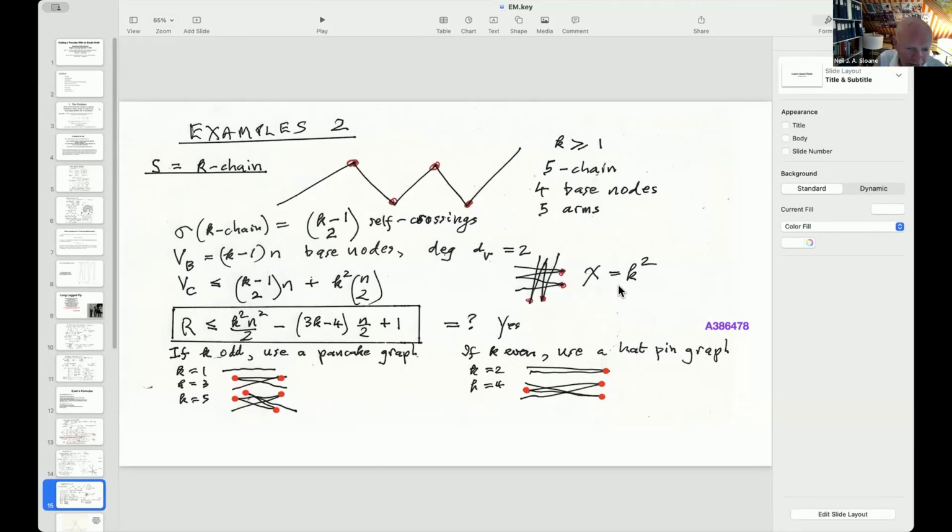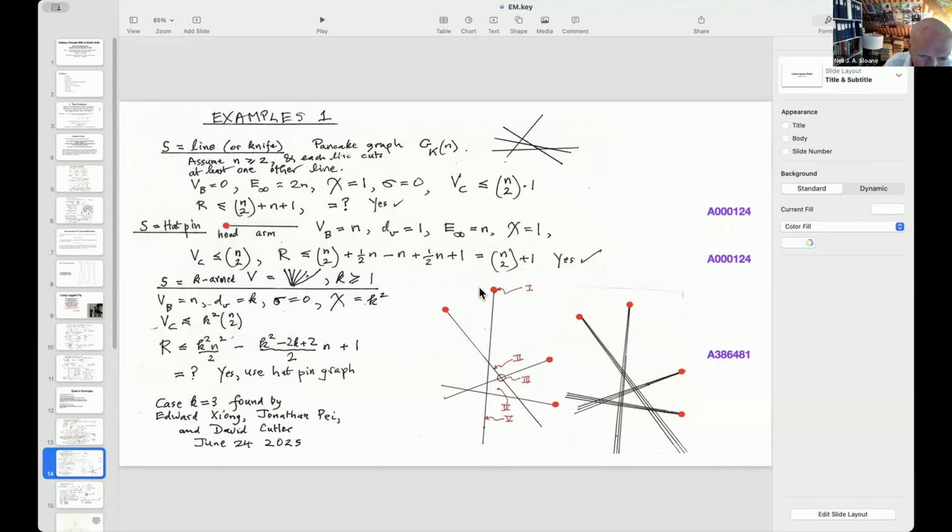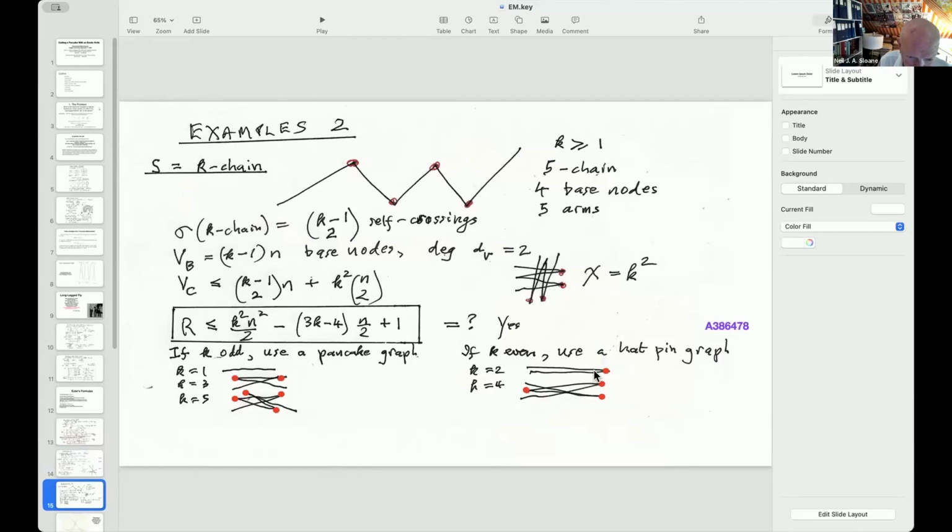But there is a simple construction. You just use either the pancake graph, if k is odd. So if k is odd, the 3-chain looks like this. It looks like a picnic table. It's got 3 arms, it's got 2 base nodes, and it comes in from the left and goes out on the right. And the idea is to do the same thing that we did here. You take either a pancake graph or a hat pin graph and replace the cuts here by the k-chains made into long, skinny k-chains. And if k is odd, you use the pancake graph because they come in at one side and go out at the other side. And if k is even, so that it looks like this, you use a hat pin graph. And you can guess that.